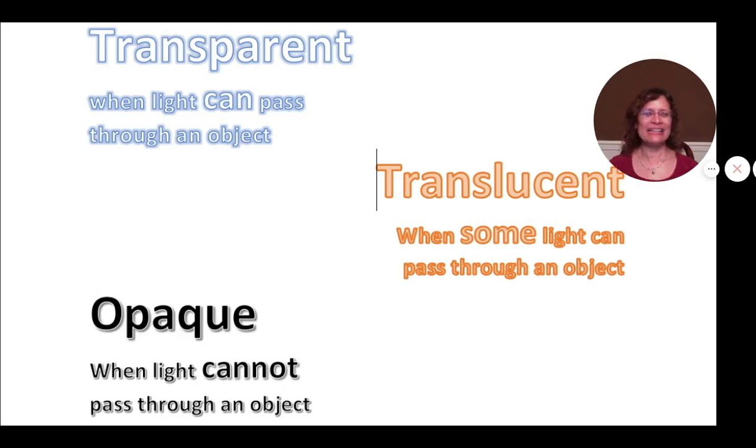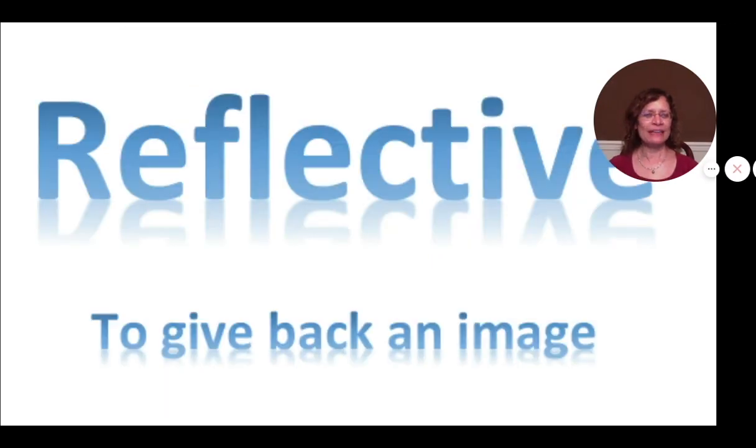Our next word is translucent. It means when some light can pass through an object. Our third word is opaque. Opaque means no light can pass through an object. Light cannot get through an object. Our fourth and last word is reflective. It means to give back an image. So, those are our 4 vocabulary words that we are learning today.